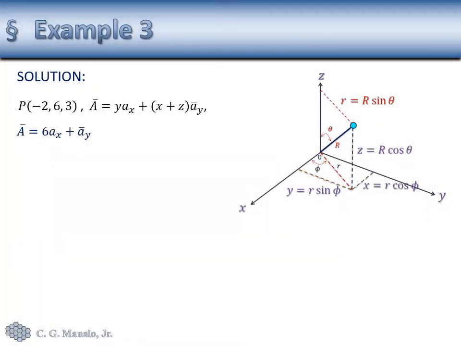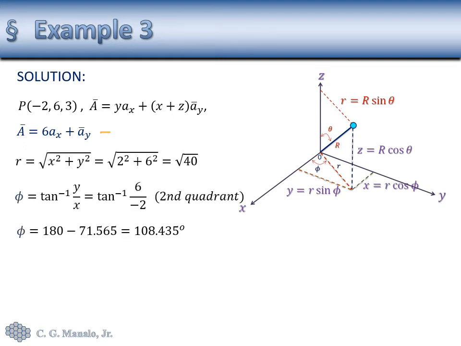Okay, so we have the vector A in Cartesian, and we want to transform it into cylindrical coordinate system. So first, we need to compute for the small r, the radial distance, the angle phi as well. So these are the values. So this is r, and the angle here, the angle phi is this one.